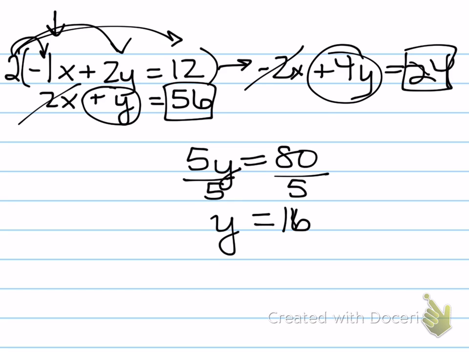Now we've got to choose one of the equations to substitute into. I'm going to use the second one again. The second one says that 2x plus whatever y is equals 56. Well, we know y is 16. That's a known mystery number.